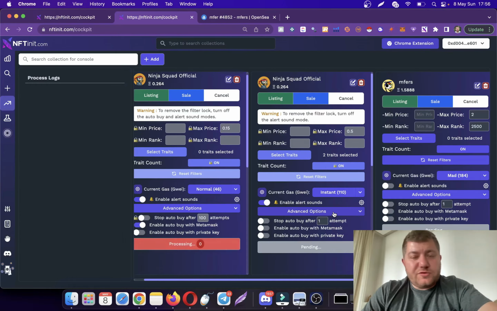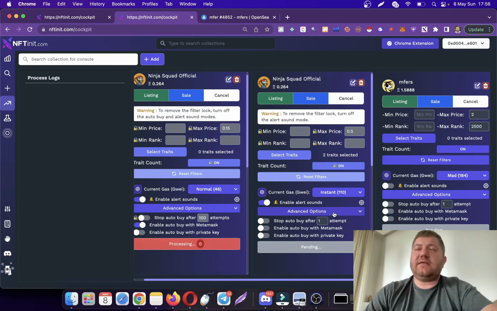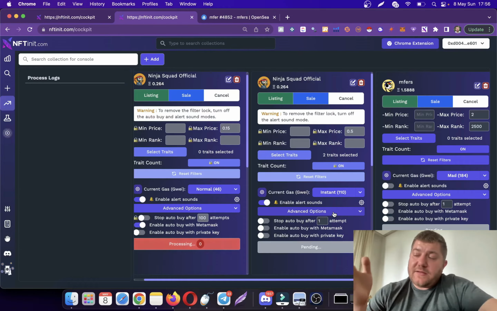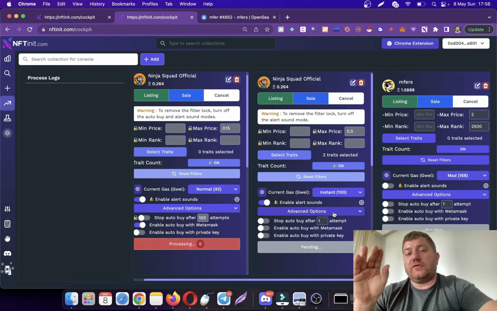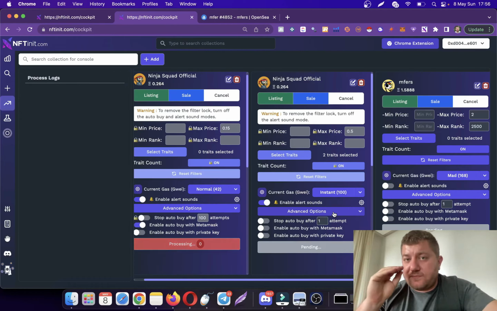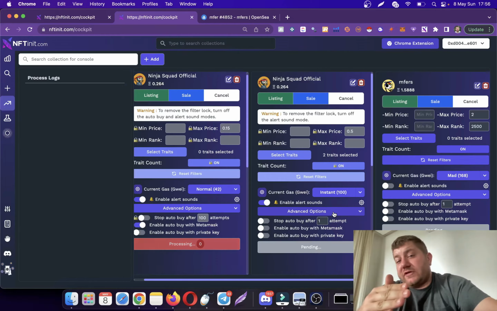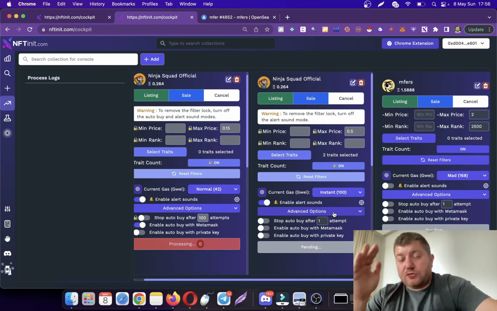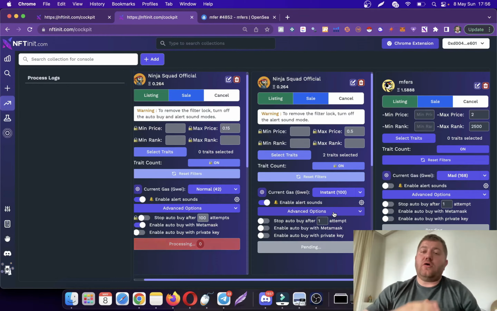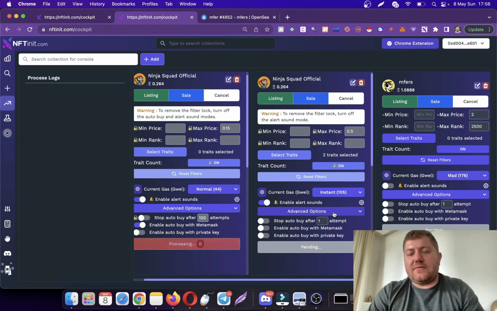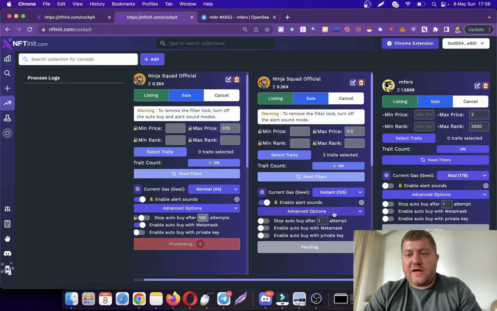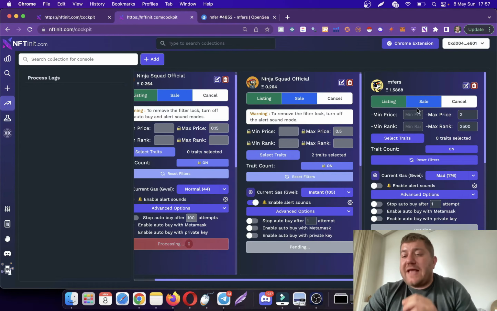There are some advanced options here, which I am not going to go into detail because they are paid. But what they do is basically they stop the process if the floor goes down below a certain price. Vice versa, if the price goes up to some certain price, or there are some dynamic buying options, whatever. Yeah, there are premium options, so I'm just leaving them out. As I mentioned, you can add up to 5 collections here.